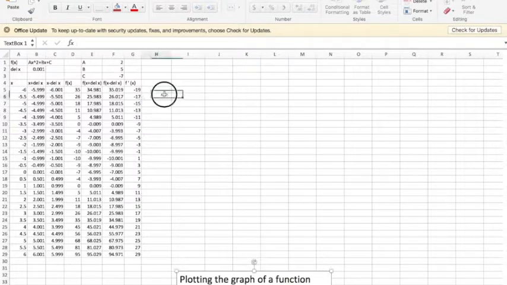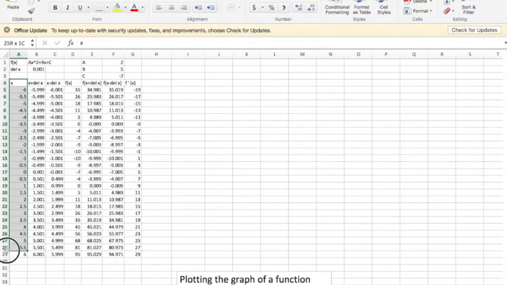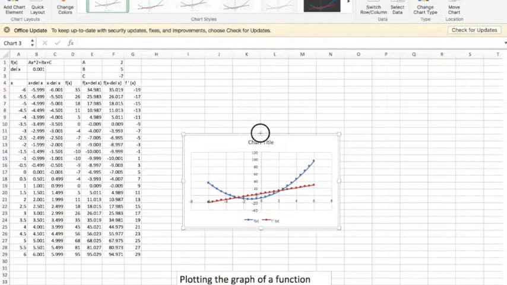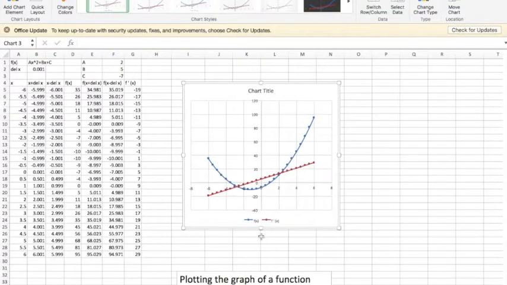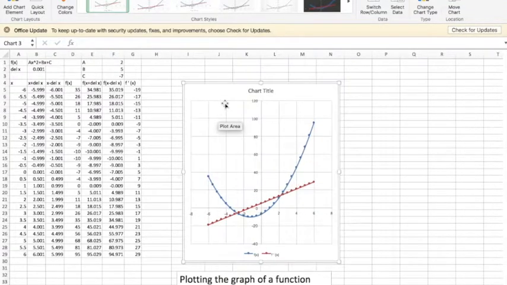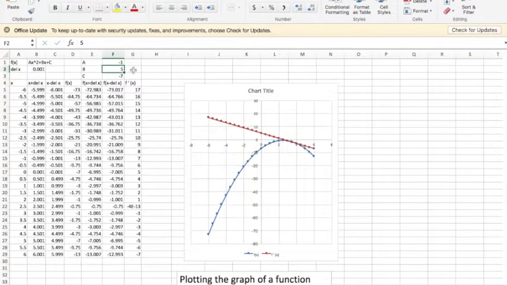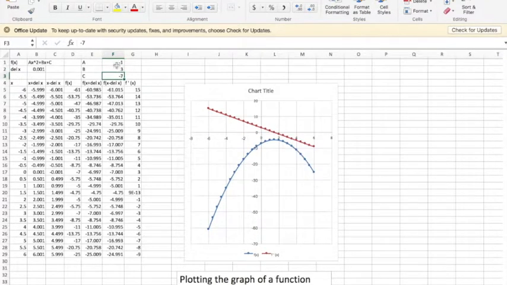I'm going to do what I've been doing, which is to look at the graph of x, f of x, and f prime of x. I'm going to insert a scatter plot with smooth lines and make it a bit larger. One of the reasons for the parameters is that I can now change my function, and when I change the function, it changes the function and the derivative.